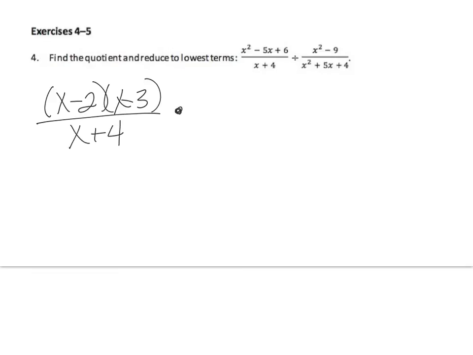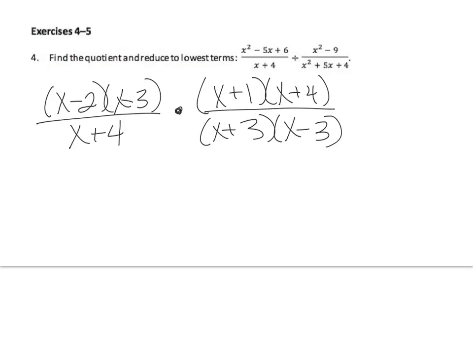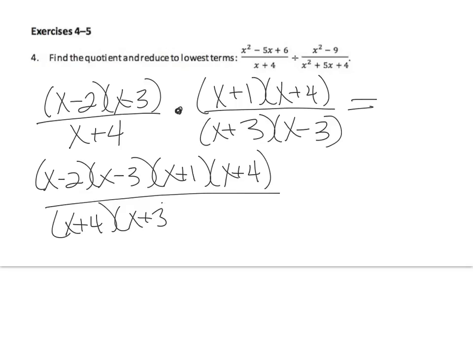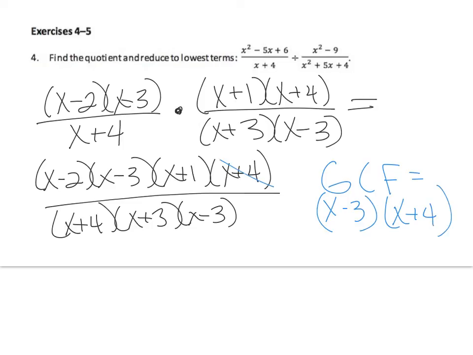Change it to a multiplication by x(x + 1)(x + 4) over (x + 3)(x - 3). Multiply through: (x - 2)(x - 3)(x + 1)(x + 4), all over (x + 4)(x + 3)(x - 3). What is our GCF? I see an x - 3 and an x + 4. So let's go ahead and divide that out.